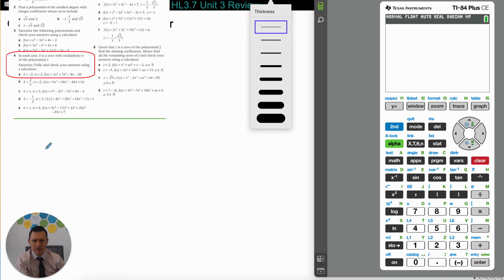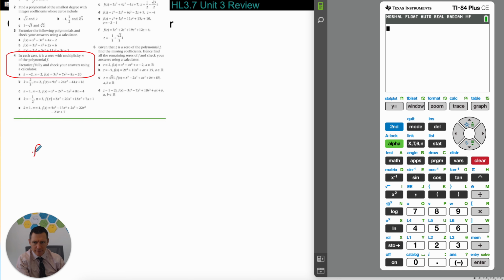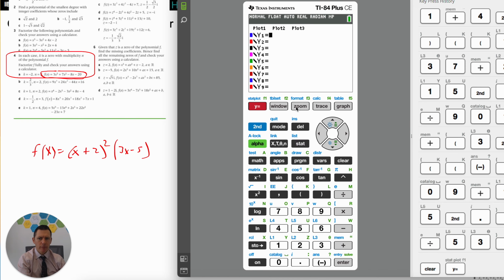But I think the solution is that when we factor it, f of x can be written as x plus 2 squared, which has a multiplicity of 2, and the leftover stuff is 3x minus 5. I think that this f of x and this f of x are exactly the same. So, graph them. Let's take a look.